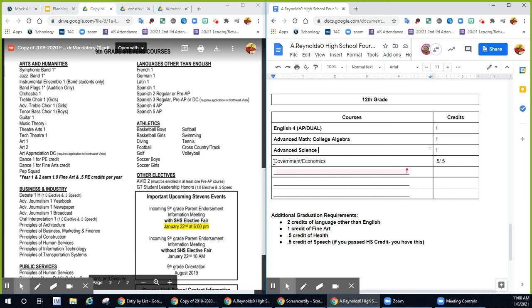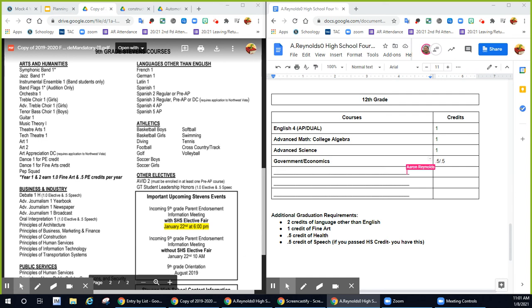Now, you do need government and economics. I suggest, unless you're really good at economics, that you take it as regular. You can take it as pre-AP or AP. But I took economics as regular, and it was hard enough as it was. Economics is things like the Dow Jones and stock and business stuff. So, be aware of that. I've taken courses that are easy and courses that gave me a conniption fit.